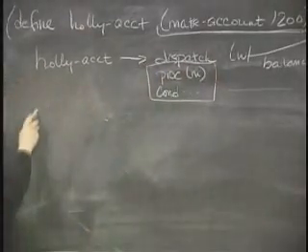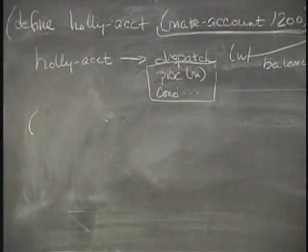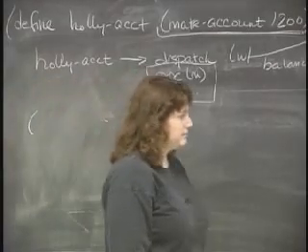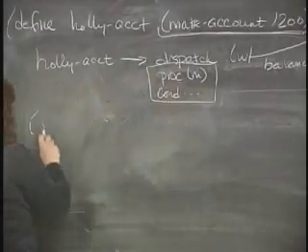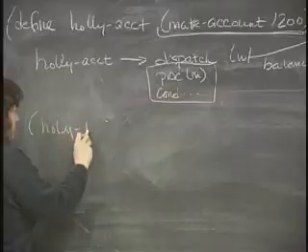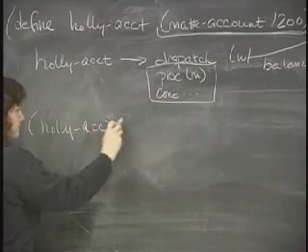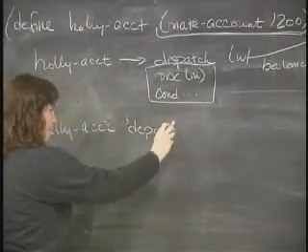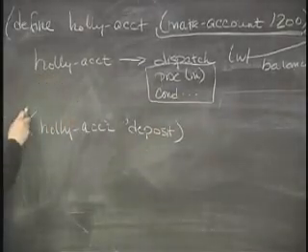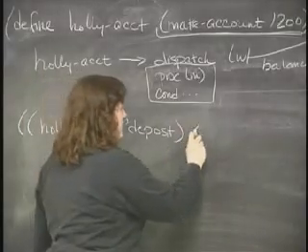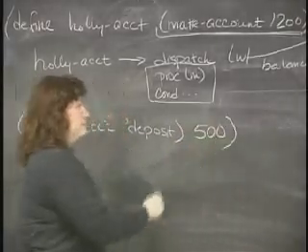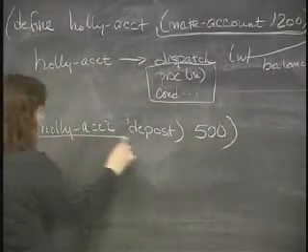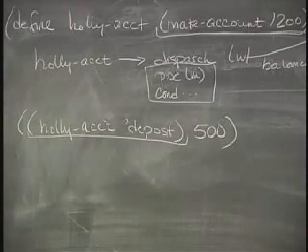So now, how would I make a deposit to my account? Holly account deposit. That's your operator. Let's say I'm going to put in $500. Okay. Why do I have a set of parentheses there?